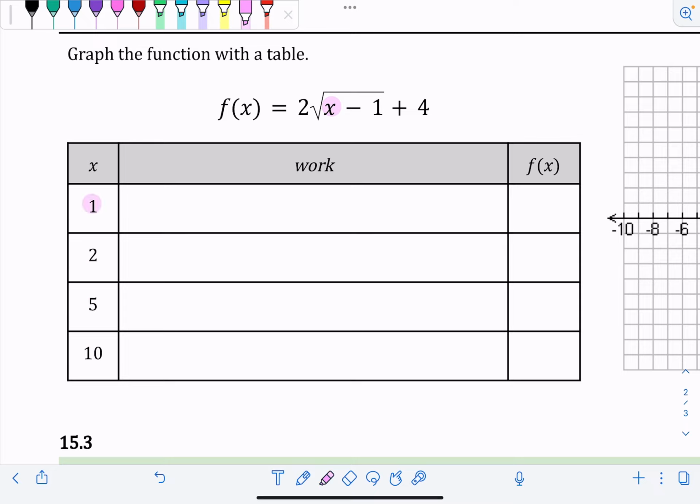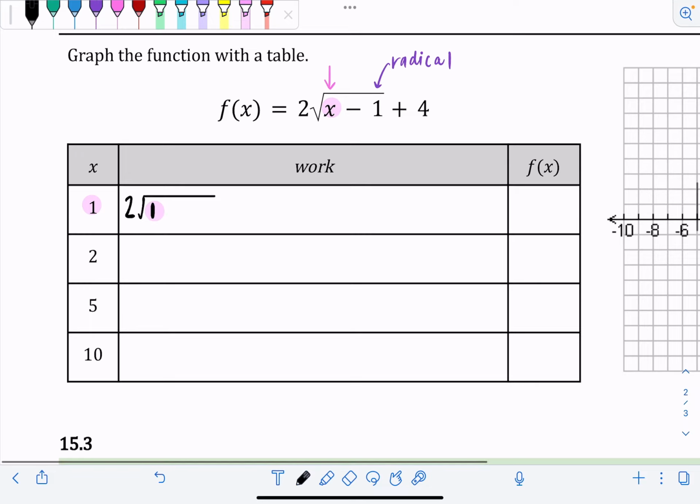So we'll start with x = 1. That number is going to go right there where the x is in the function. So it'll be 2 times, and then that check mark looking symbol is called a radical. Sorry, that doesn't really look like a C, but it's a C, so radical. So we put 1 in for x, so we'll put the 1 right here, and then minus 1. The plus 4 is outside of the radical, and that does make a difference.